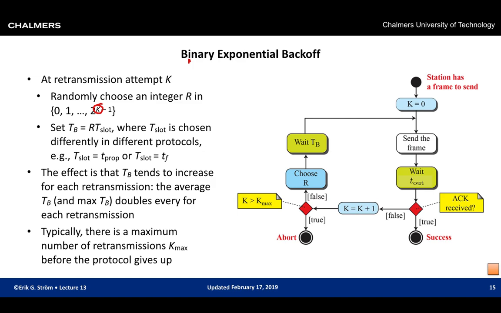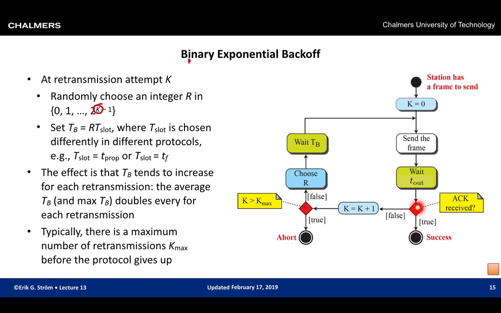So here is the flowchart. The station has a frame to transmit, and K is equal to 0. It has never been retransmitted; it's a new frame. It sends the frame, and then waits for an acknowledgement. If an acknowledgement has arrived, then we're fine. We're a success. Everything went well.